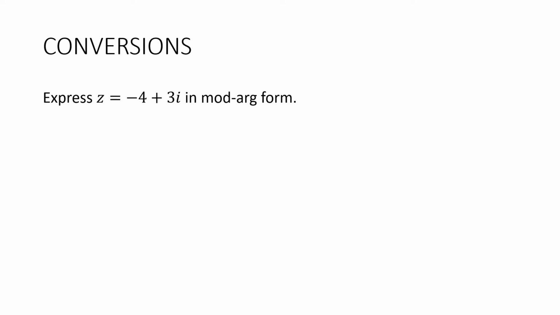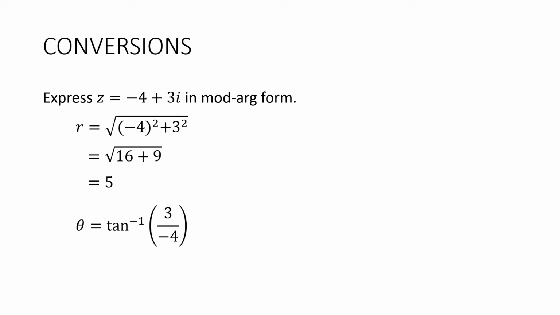Here's an example. Express z equals negative 4 plus 3i in MOD-ARG form. Okay, let's start by working out the modulus. So it's going to be equal to the square root of negative 4 all squared plus 3 squared, which is 16 plus 9, which is 25, and the square root of 25 is 5.